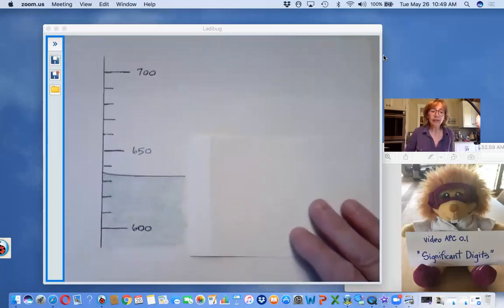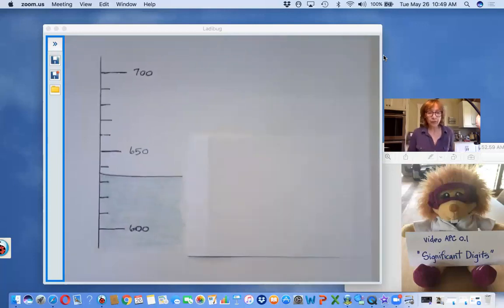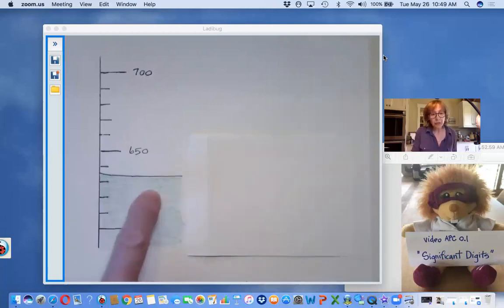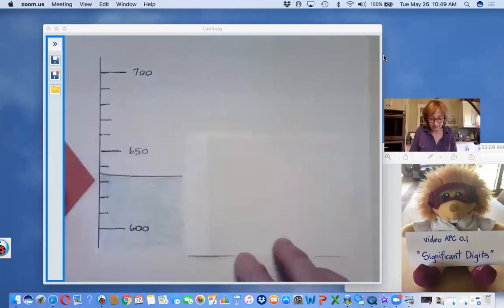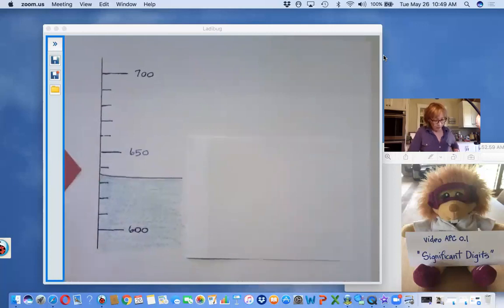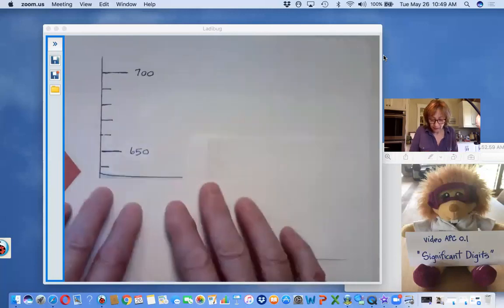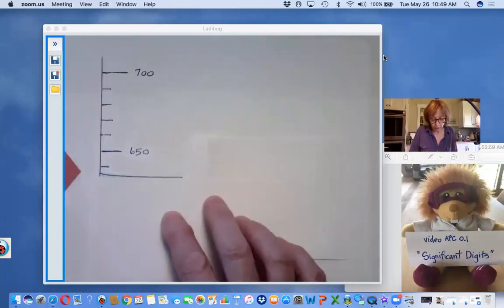So let's say this is a graduated cylinder, and you clearly have some liquid in that measuring device. The meniscus, remember, is this curved upper surface. And just a side note, remember that you're always going to read a meniscus not at the top of the curve, not in the middle of the curve, but at the very bottom of that curve. So I'm going to put my arrow right here.